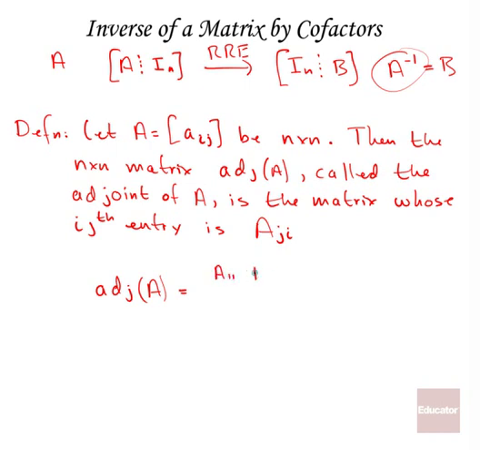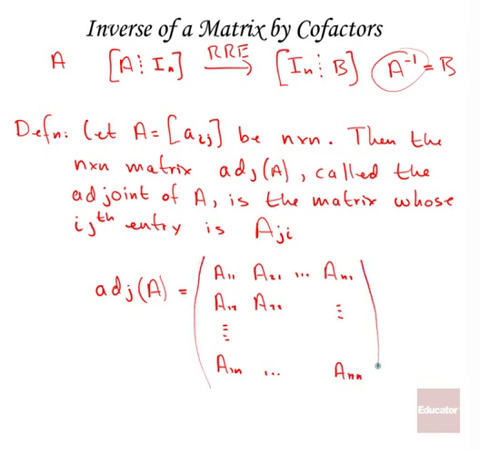A11, A21, ... AN1, A12, A22, ... A1N, all the way down to ANN.